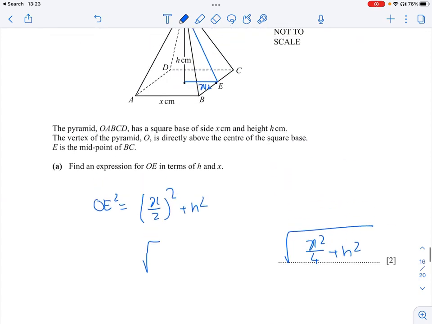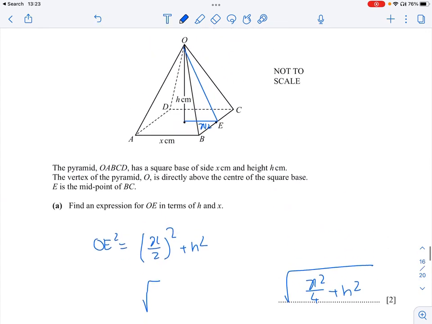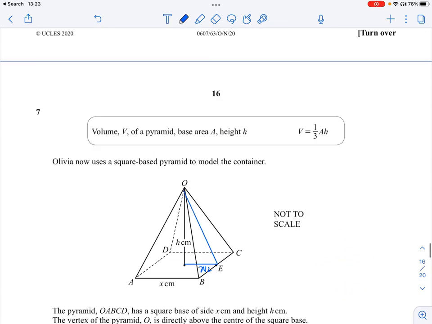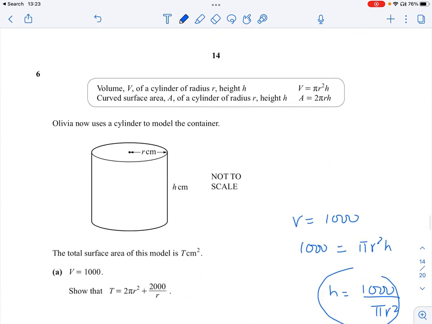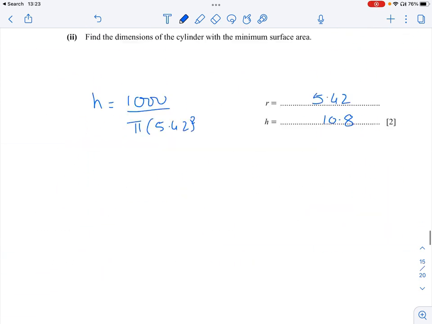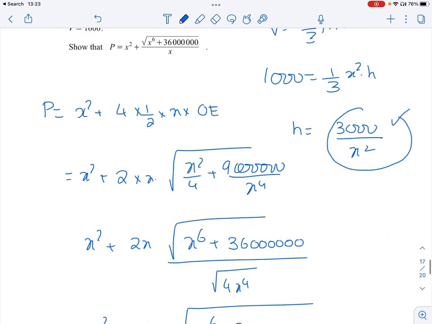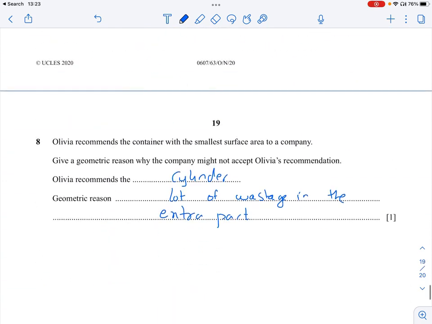So therefore, if at all we use the cylinder, she tried with the pyramid, then she tried with the cylinder, and she saw that cylinder would have been better, but to cut the cylinder into that particular shape, whenever we are cutting into a circle and so on, there will be a lot of wastage of the paper. So therefore, we can write the explanation as a lot of wastage in the extra part. That's going to be the answer.